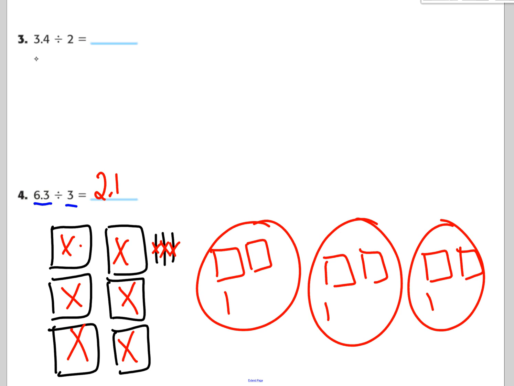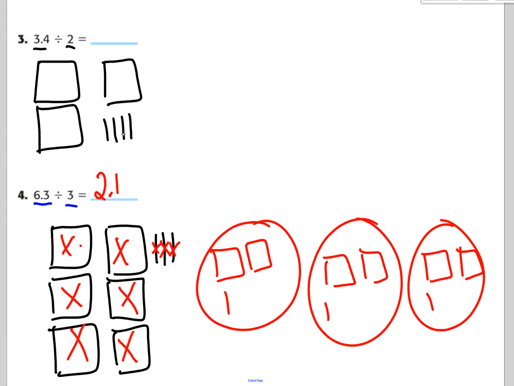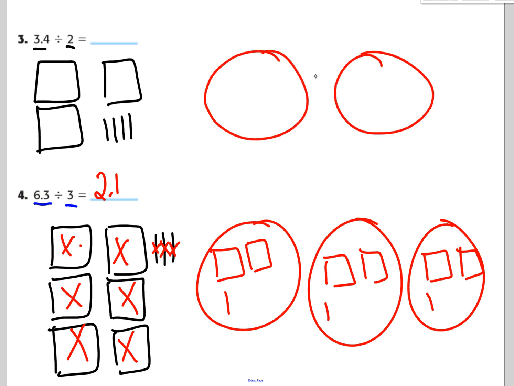Let's look up here. 3 4/10 divided by 2. So I'm going to start by drawing my 3 4/10. And I know I need 2 groups. So I'm going to take this first one and put it in here. Take the second one and put it in here. But that third one, I can't put it in there. Now I could split it between the two.